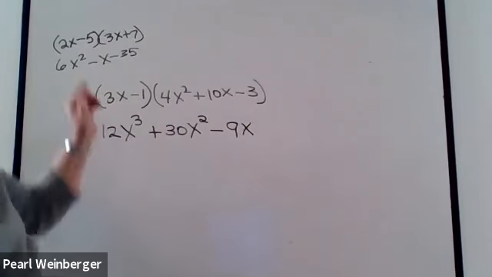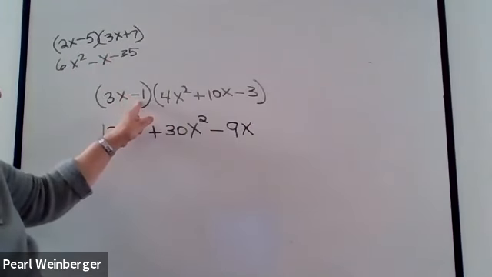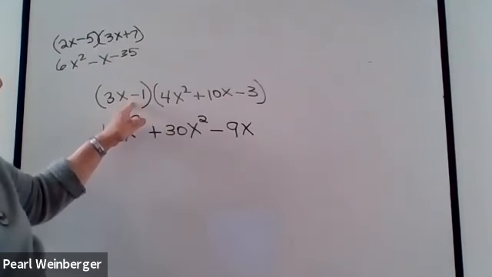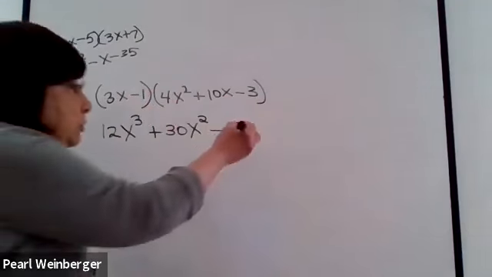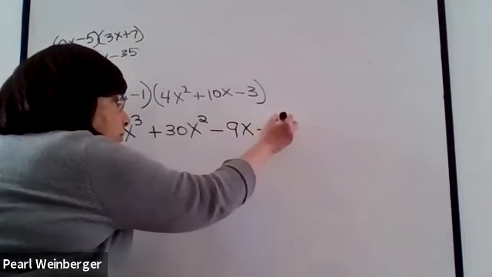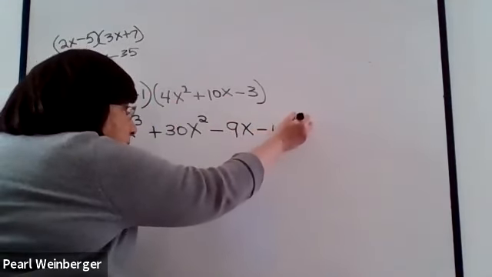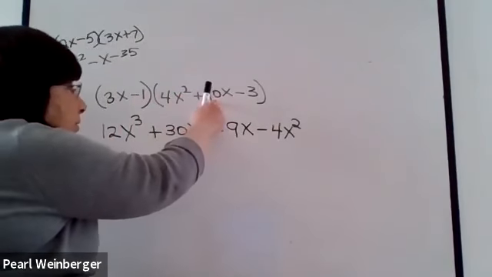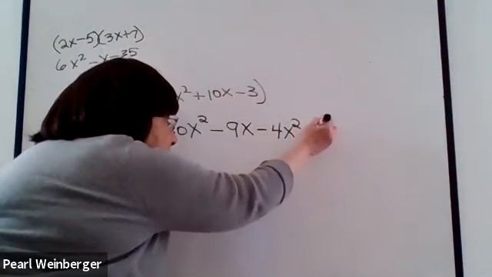So now I go back and I start all over multiplying everything by the negative 1. The negative 1 times the 4x squared will give me negative 4x squared. Negative 1 times 10x will give me negative 10x.